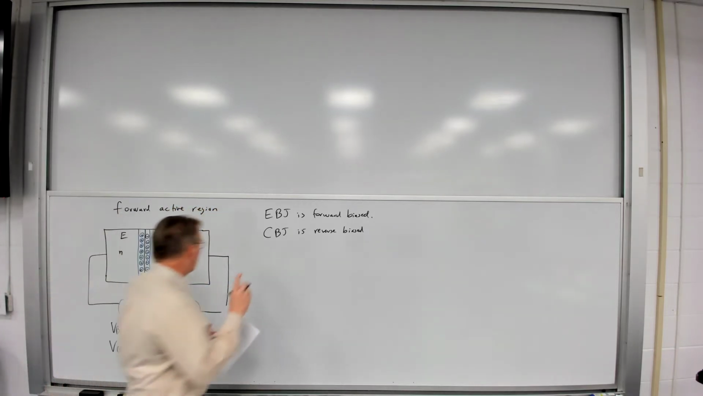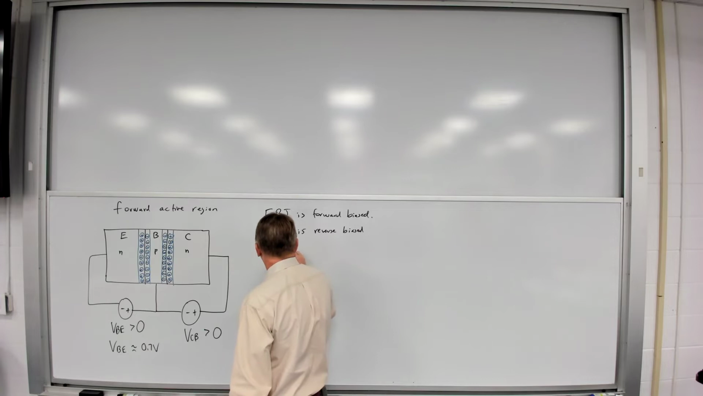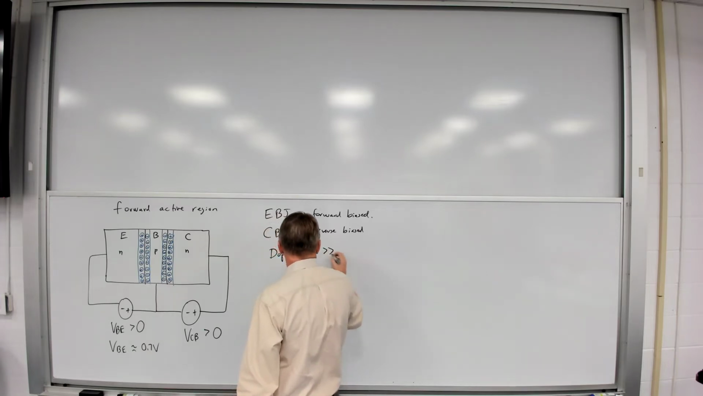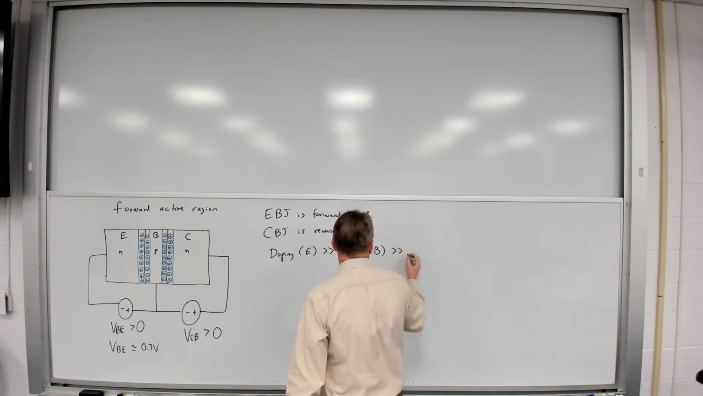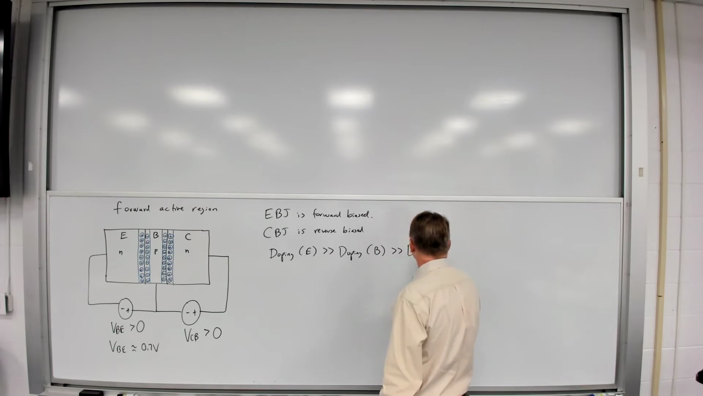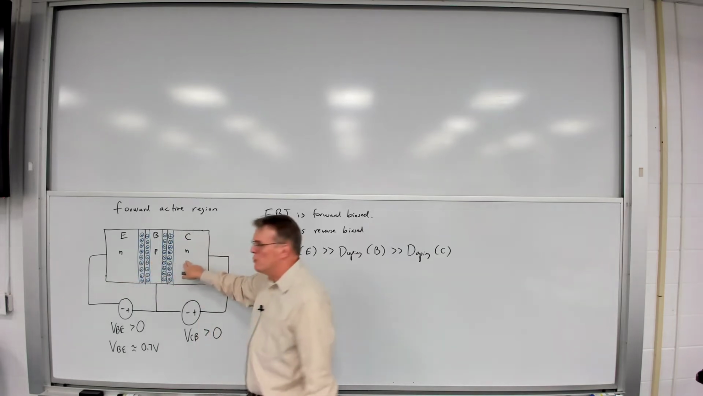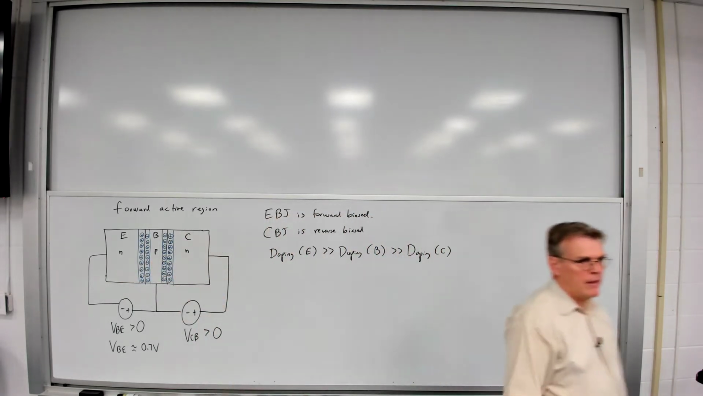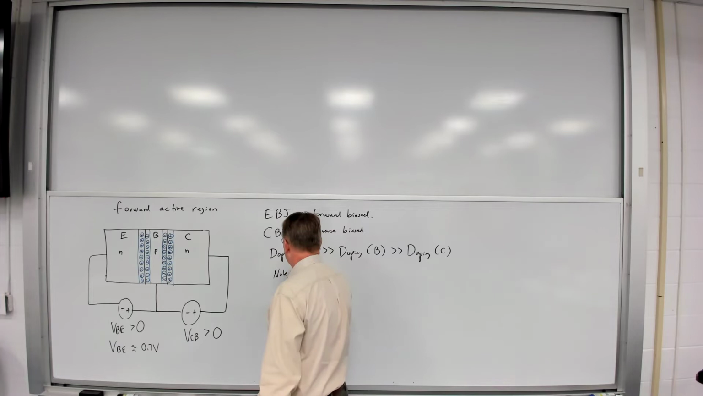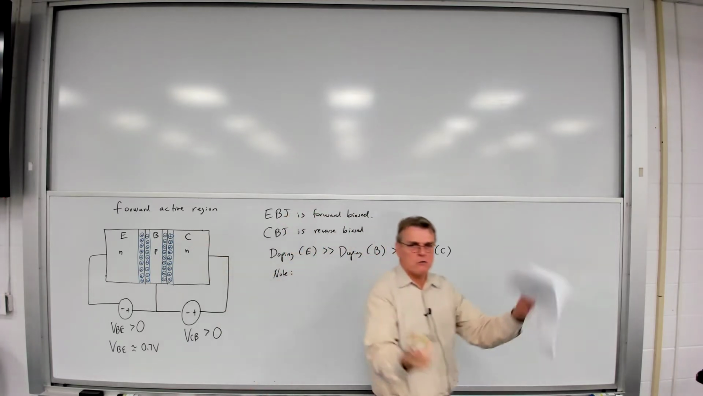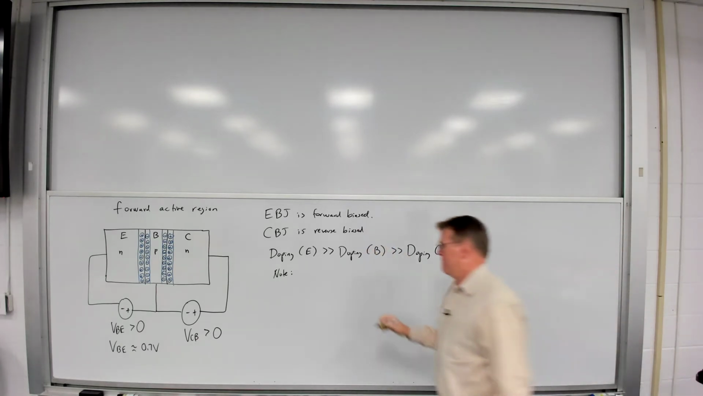And I want to emphasize once again, and we talked about this before, the doping of the emitter is typically much higher than the doping of the base, which in turn is typically much higher than the doping of the collector. So we go from highly doped to moderately doped to lightly doped between those three regions. And we note, because of this, that unlike a MOSFET where the source and the drain can be interchanged because it's symmetrical, this is not a symmetrical device.